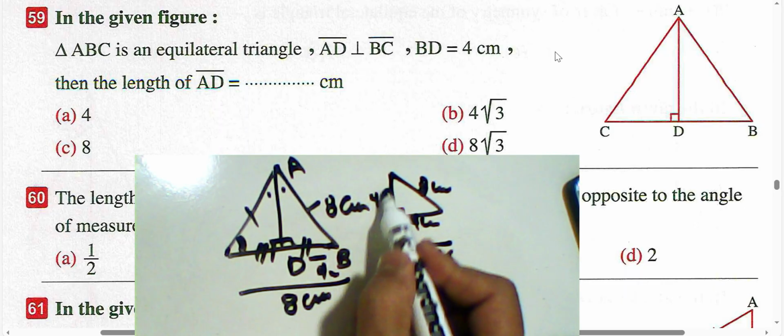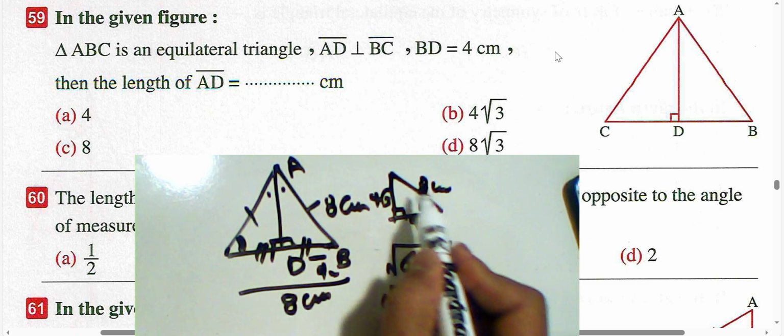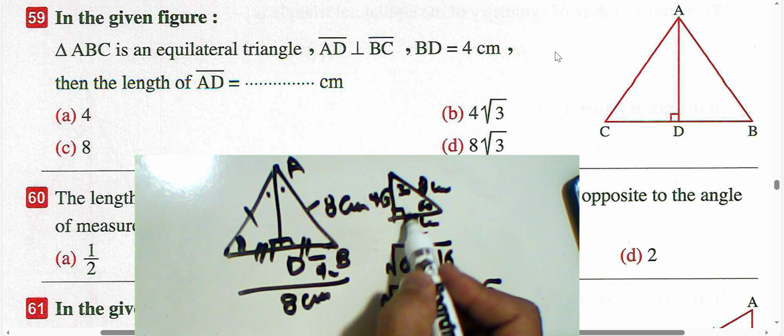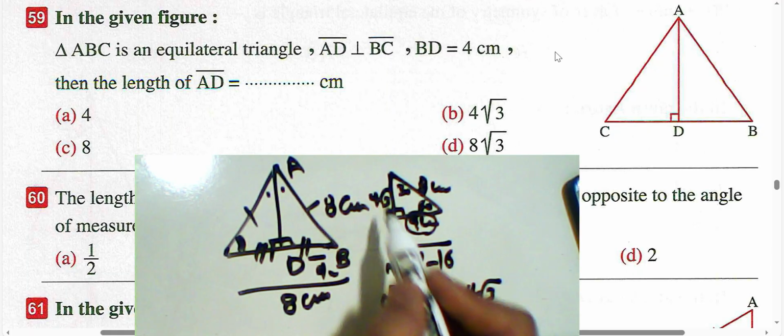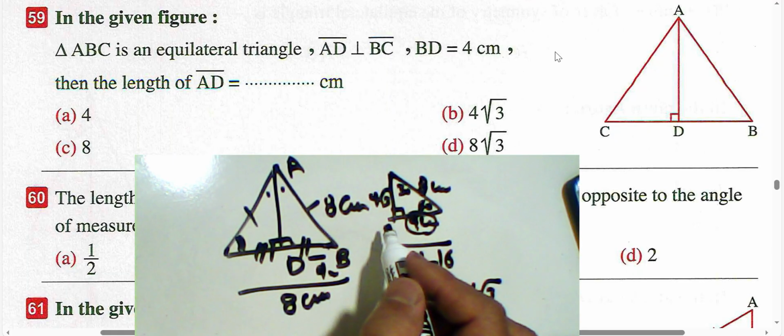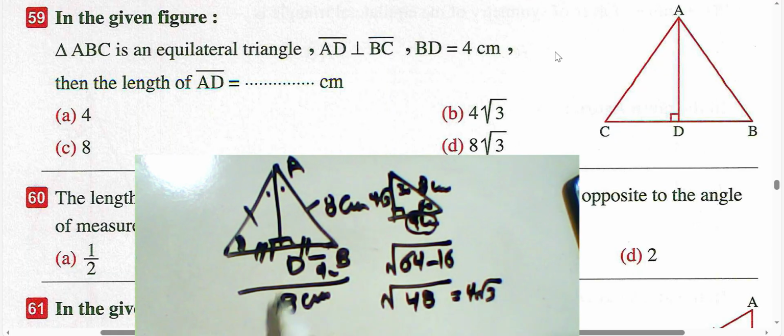The answer here will be 4 root 3, because the angles here are 60 and 30. The side opposite 30 is half of 8, which is 4, and then we have 4 root 3. Choose letter B. The answer is 4 root 3.